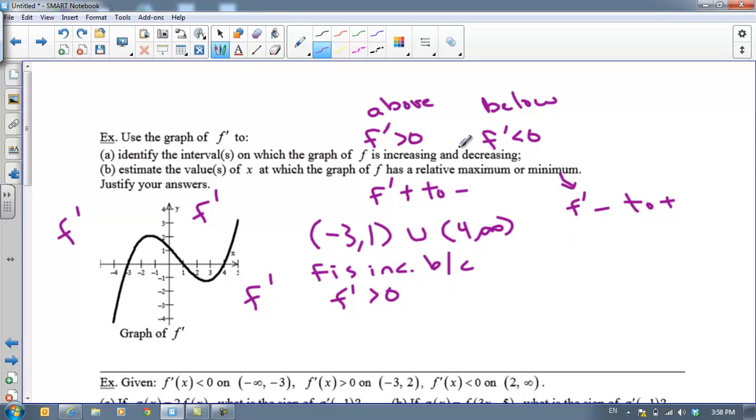And then let's do decreasing. That's where f prime is negative or below. I'm just going to show you that you can use parentheses as well here. On the AP exam, that's not going to matter very much. We just don't want to ever include a point where it's undefined.